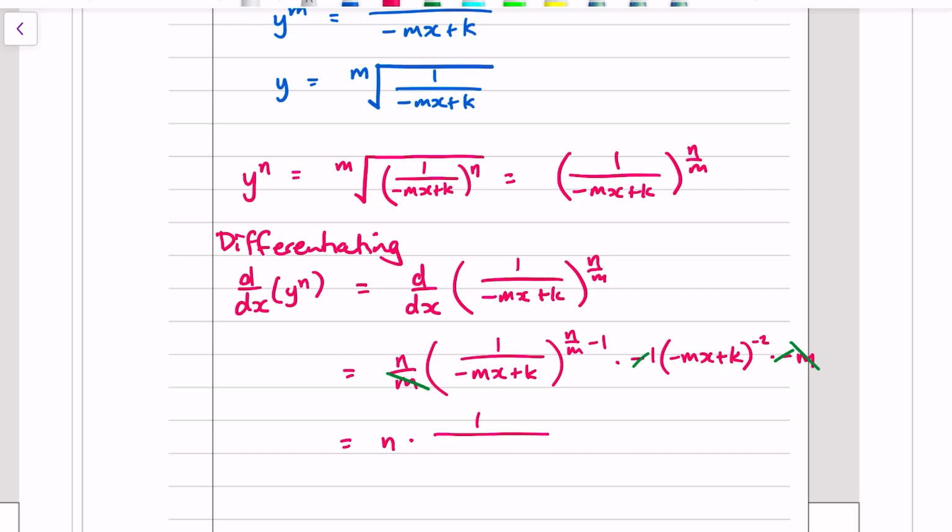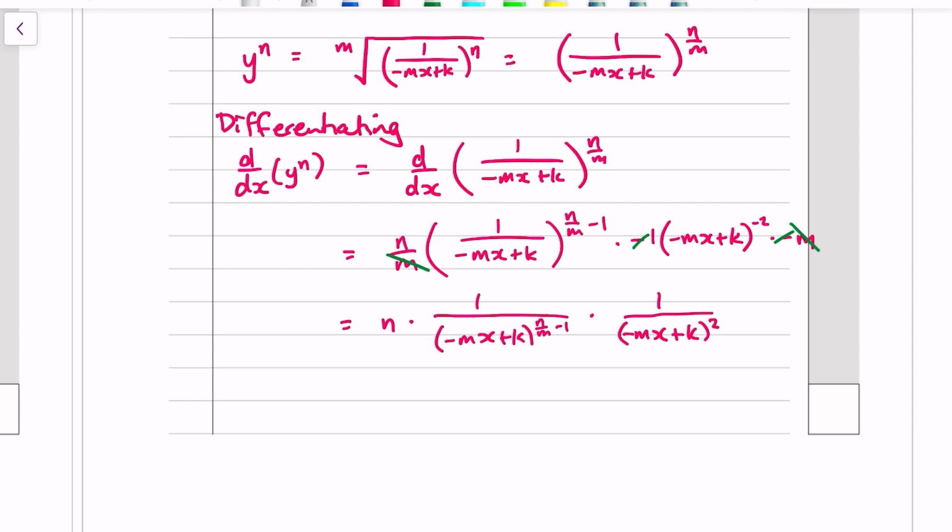The 1 to the power of n over m minus 1 is redundant, so we end up with n times 1 over negative mx plus k to the n over m minus 1. I was just thinking about whether that needed to be negative or positive power, but all I've done is power the 1 at that stage, multiplied by 1 over negative mx plus k all squared. Now I can put those powers together, because I can add the powers in that denominator. Negative mx plus k to the power of n over m minus 1 plus 2 is n over m plus 1.